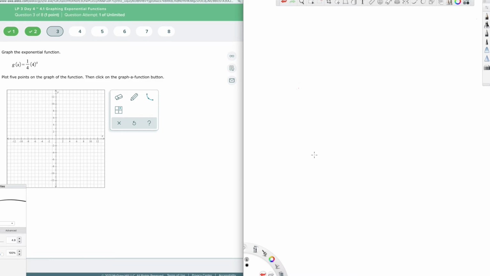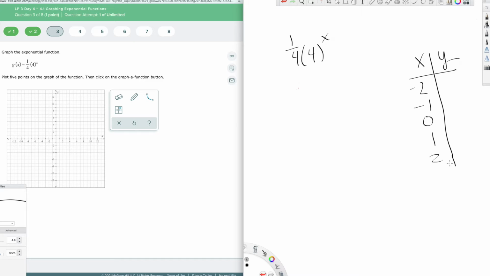Okay, so now we have 1/4 times 4 to the x power. All right, so we're going to choose our coordinates again here: -2, -1, 0, 1, 2. I lose my mind a little bit there. So I know if it's going to be 0, this is going to be 4 to the 0 power is 1 times 1/4. I can fill that guy in. It's going to be 1/4.